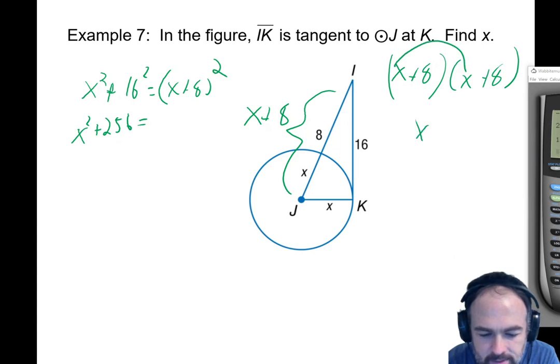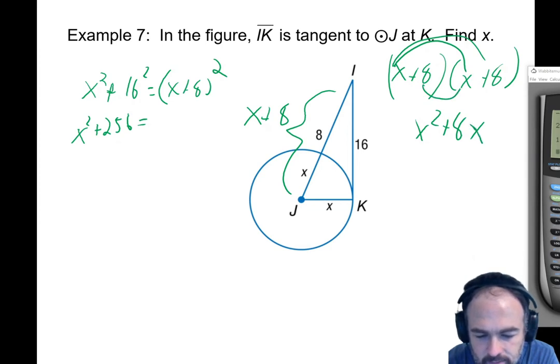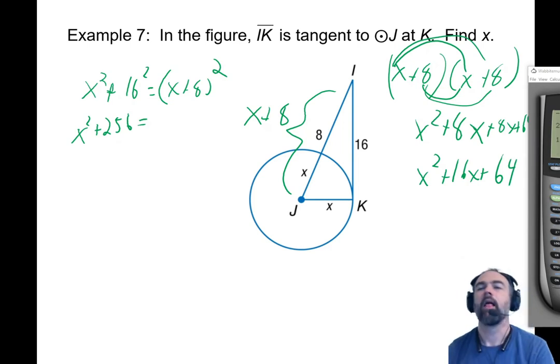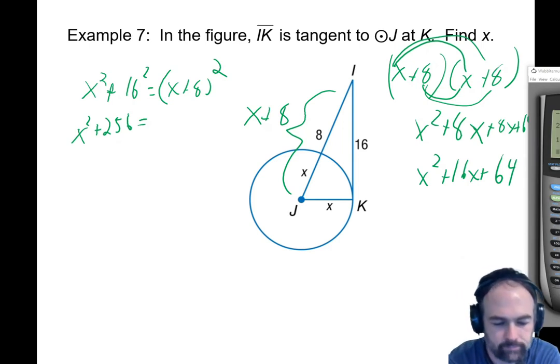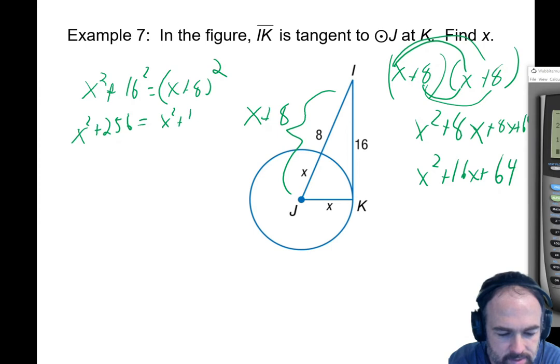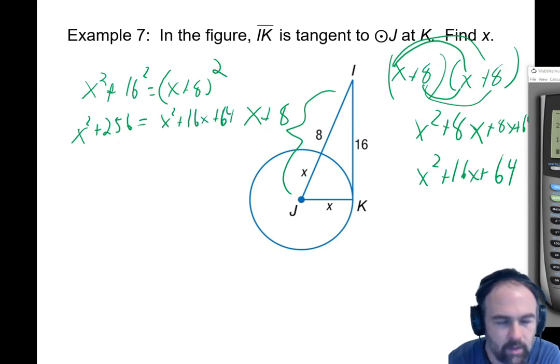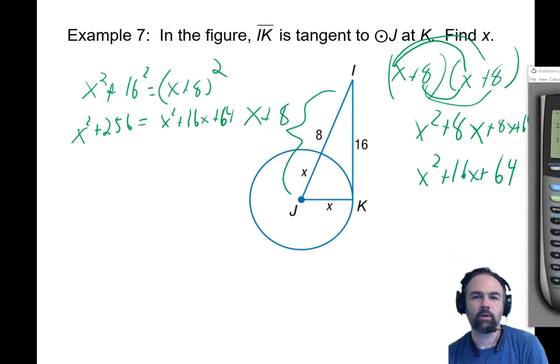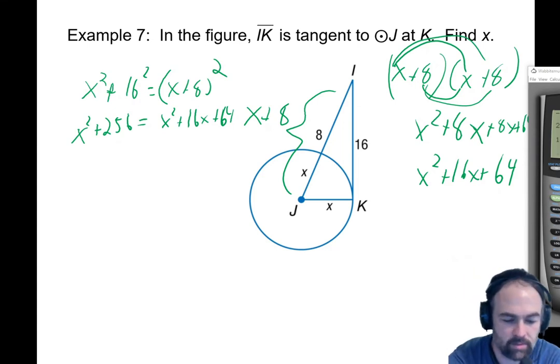So X plus 8 times X plus 8. X times X is X squared. X times 8 is plus 8X. 8 times X is plus 8X. And then 8 times 8 is 64. Leaving me with X squared plus 16X plus 64. Okay. Now it looks like I got X squareds on both sides.